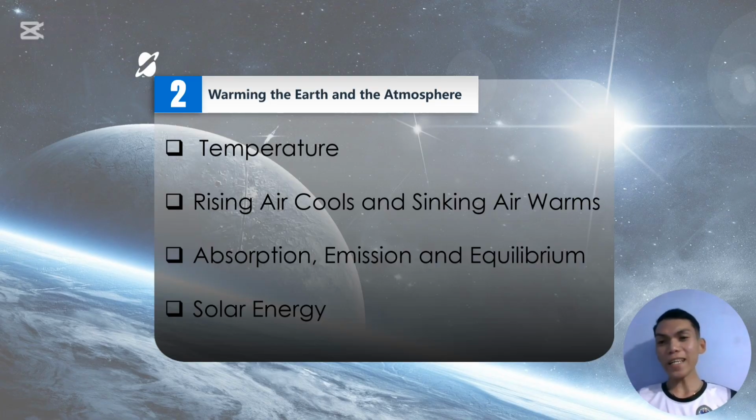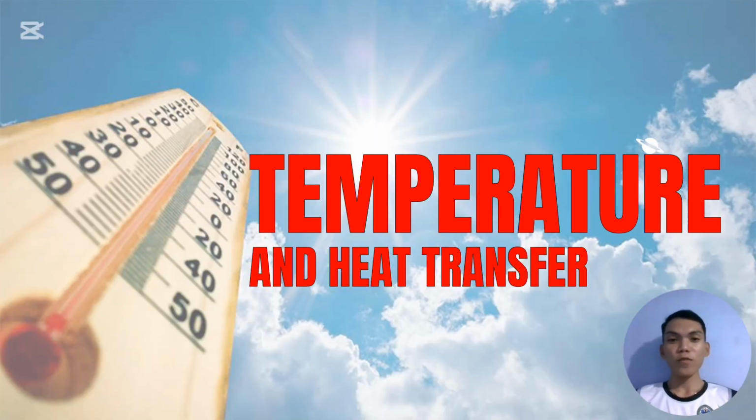So in warming the Earth and the atmosphere, we will cover the following topics. First, we have the temperature. That will be our first topic. And the second one, we have the rising air cools and sinking air warms. The third one is the absorption, emission, and equilibrium. And the last one, we have the solar energy. So the first we are going to discuss in this video is the temperature and heat transfer.